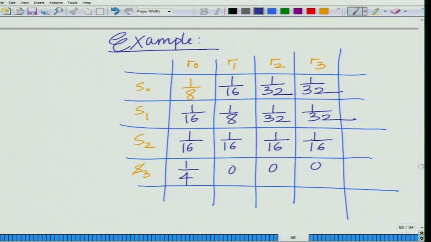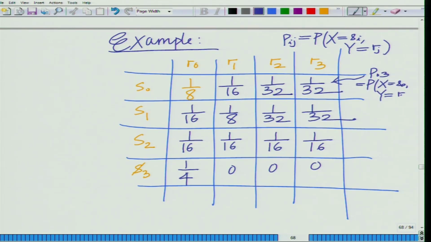Okay. Now, each entry P of ij, remember, equals P of x equal to Si, y equals Rj. For instance, this denotes P of 0 comma 3 equals P of x equals S0 comma y equals R3 equals 1 by 32. And from this we have computed the marginal probabilities of each S0.